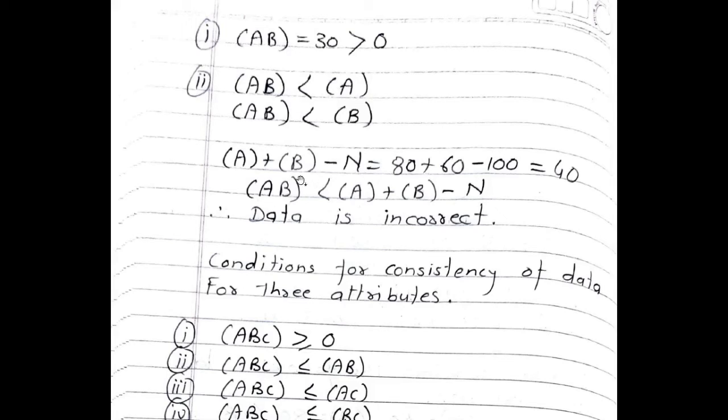Go for the last condition, A plus B minus N. The values are 80 plus 60 minus 100. The final answer is 40. Value of AB is 30. The last condition is not satisfied. Therefore, the data is incorrect.